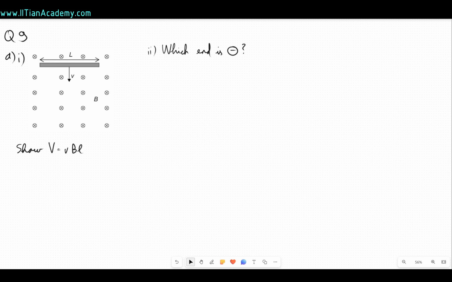So in question 9, we are given a conducting rod of length L. It is moving at a speed v at right angles to this magnetic field. We need to use a law, Faraday's law or otherwise, to show that V, the potential, is equal to vBL. So with Faraday's law, we know that the induced EMF, so the potential, is minus N times the rate of change of flux.